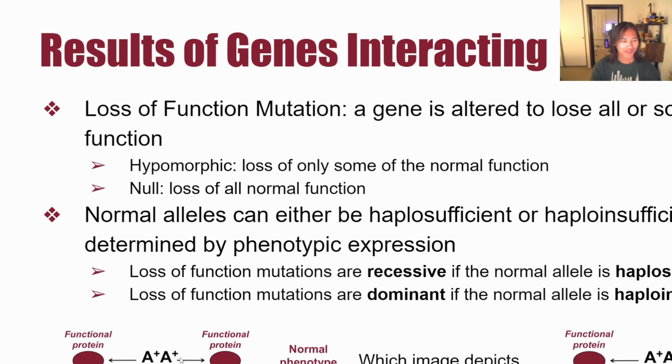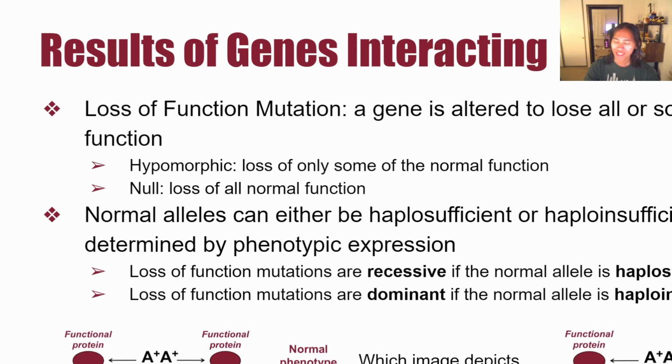To the one on the left, we know that this heterozygote is going to create a normal phenotype, meaning that just one functional protein, or at least one set of the normal alleles, is enough to make enough functional protein for the normal phenotype. Therefore, this is haplosufficient, and the loss of function mutation is recessive over here, and can only show up in homozygous recessive genotypes. Does that make sense? Somewhat.